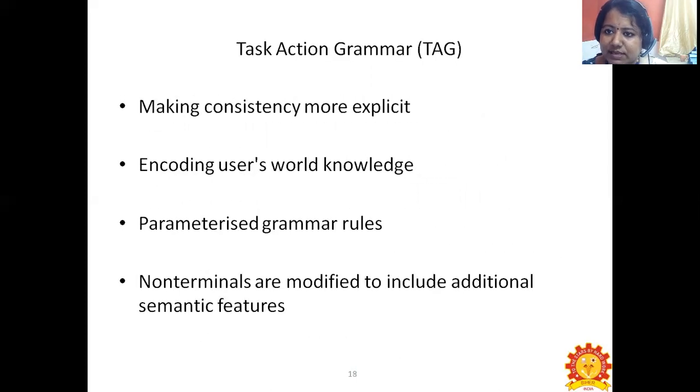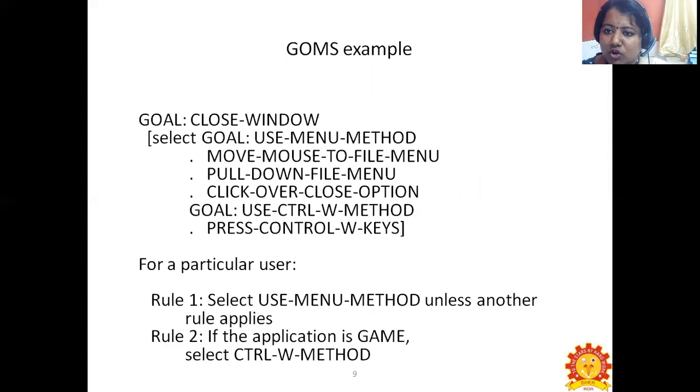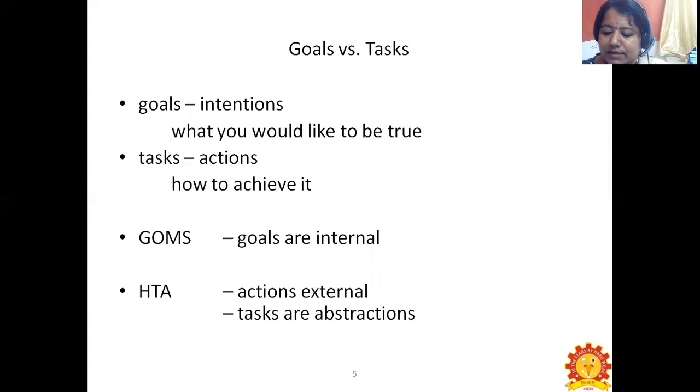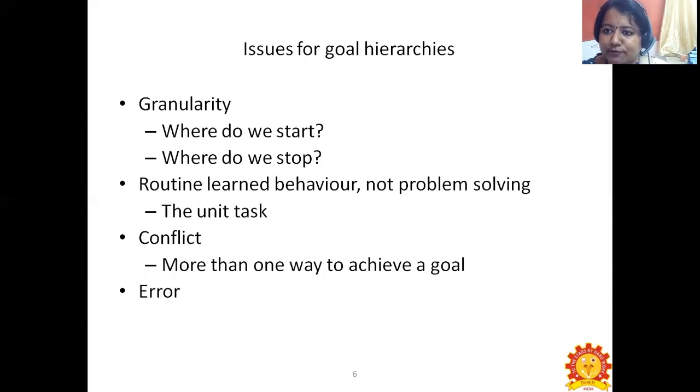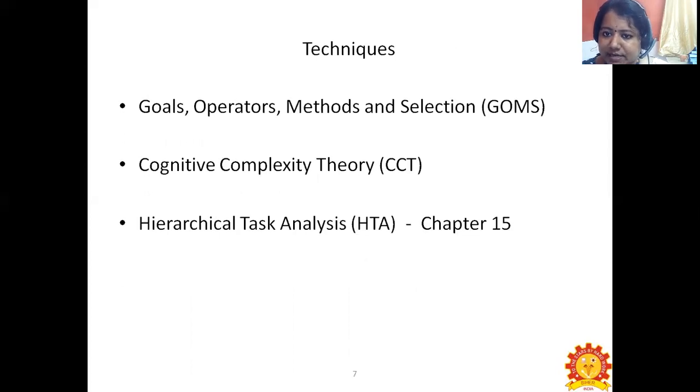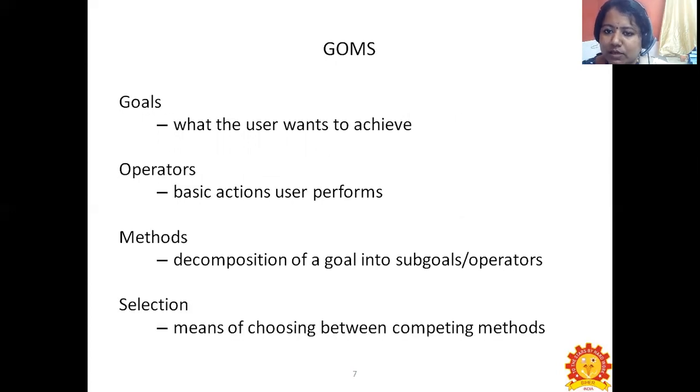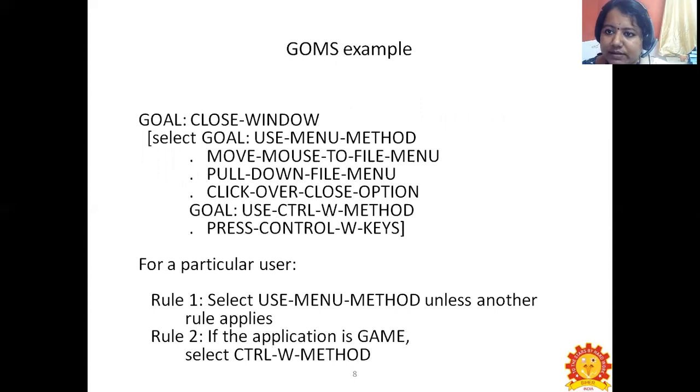The first we have seen is the goals and task hierarchies. Under the goals and task hierarchies, we have seen goals versus tasks, and the issues for the goal hierarchies, which are granularity, routine learned behavior, conflict, and error. Next, under the techniques, we have seen GOMS, CCT, and HTA. In these slides, we are going to see in detail about GOMS and CCT alone. GOMS is goals, operators, methods, selection. Under GOMS, we saw the example of closing a window using the Control-W method.